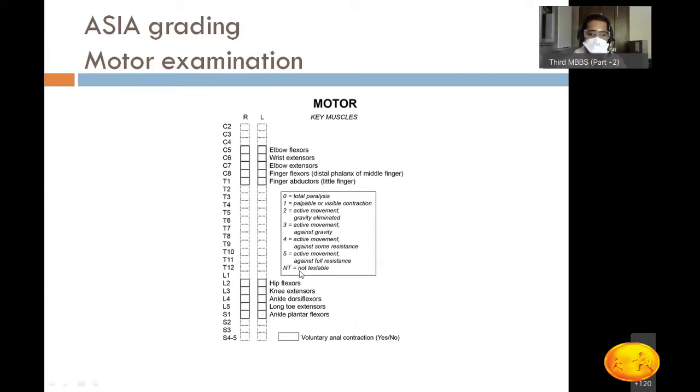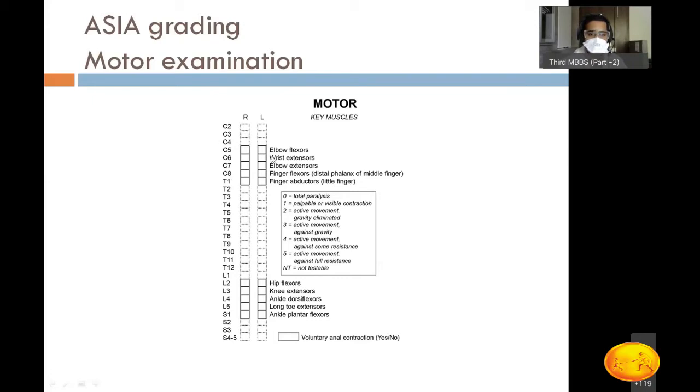This is the normal MRC grading for muscle power, which is graded from 0 to 5. 0 is no power. 1 is palpable or visible contraction. 2 is movement eliminating gravity. 3 is movement against gravity. 4 is movement against some resistance. And 5 is active movement against full resistance.